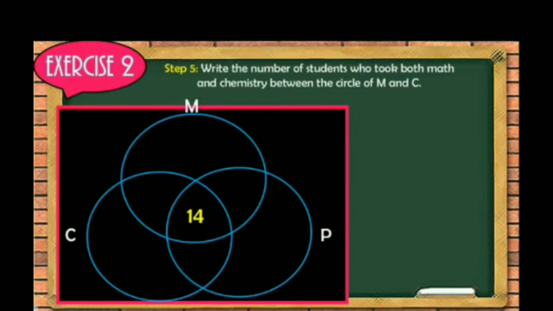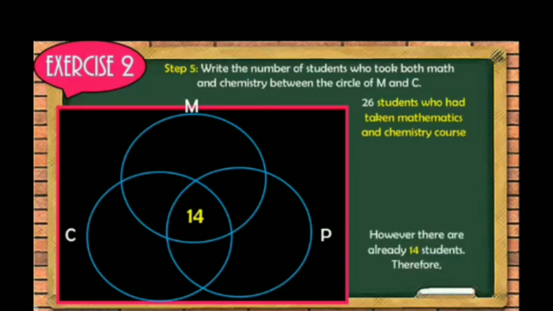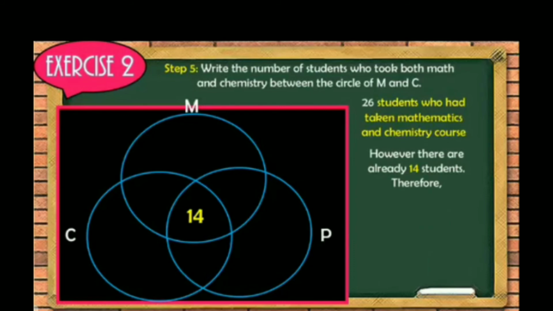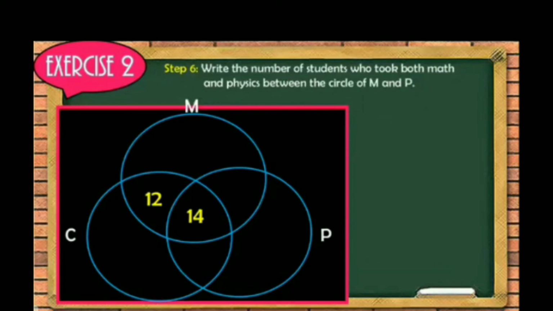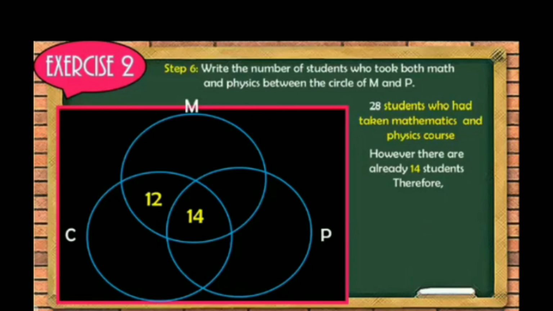Next, write the number of students who took both math and chemistry between the circles of M and C. There are 26 students who had taken mathematics and chemistry. However, there are already 14 students, therefore we subtract 14 from 26, and that gives a total of 12 students. Next, write the number of students who took both math and physics between the circles of M and P. There are 28 students who had taken mathematics and physics. However, there are already 14 students. Therefore, 28 minus 14 is 14. So you write 14 between M and P.